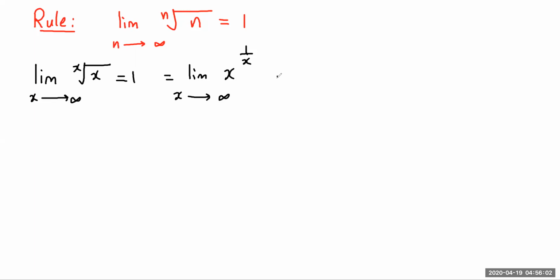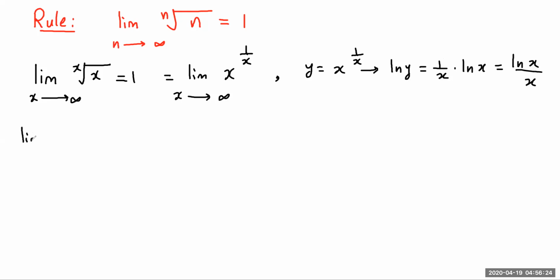To calculate this, let's suppose y equals x power 1 over x. Let's take ln of both sides. So it's ln of x power 1 over x, which is 1 over x times ln x, so it's ln x over x. What is the limit of ln y when x goes to infinity? It's the limit of ln x over x, so it's infinity over infinity.